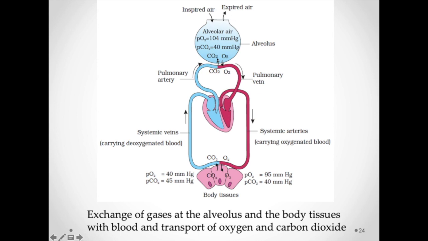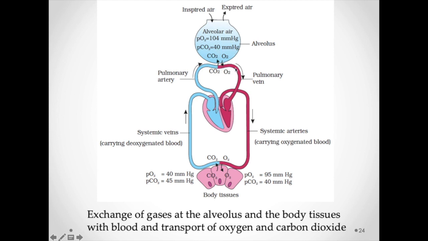So alveolus is a place of exchange of gases. When the concentration of oxygen is more over here, diffusion will easily take place into the blood. And these are the blood vessels, which are rich in carbon dioxide, and therefore, because of the change in concentration, carbon dioxide will easily enter into the alveoli. So this is a place of exchange of gases.